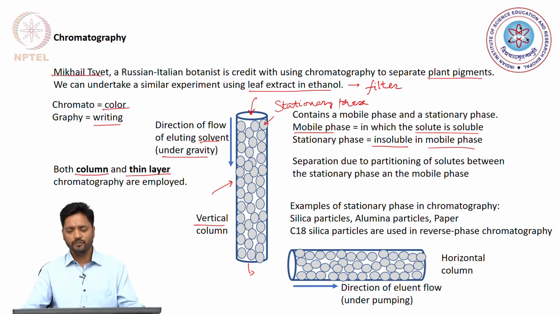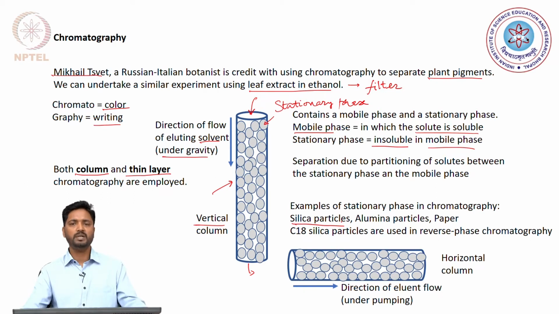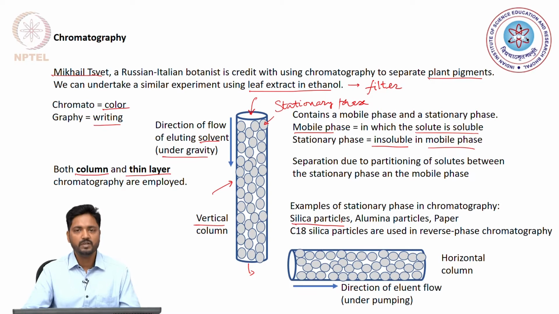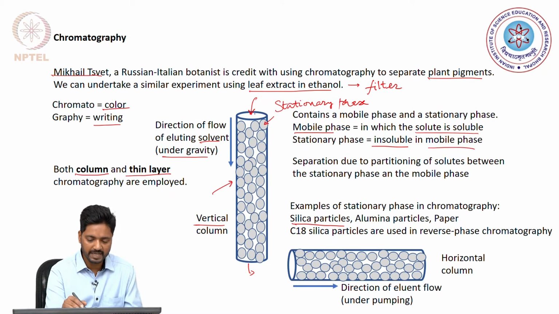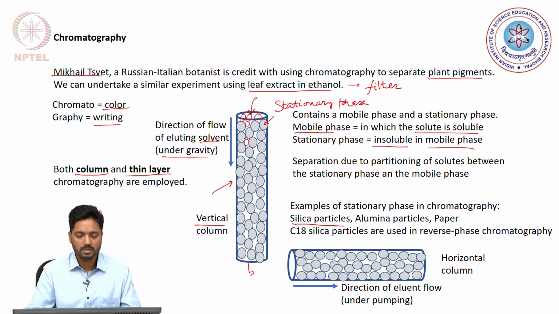Now, stationary phases can be of wide varieties. They can be silica particles, and this is the most commonly utilized stationary phase in column chromatographies. So, particles of different mesh size are used. They are packed into this column very tightly, and the solute is then passed through this column and separated.